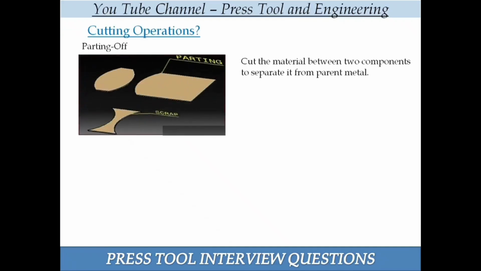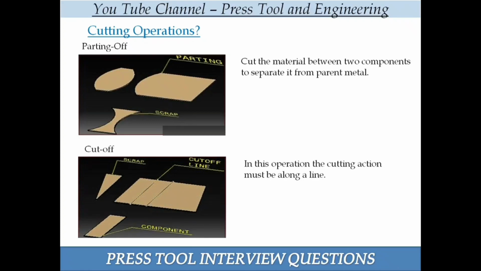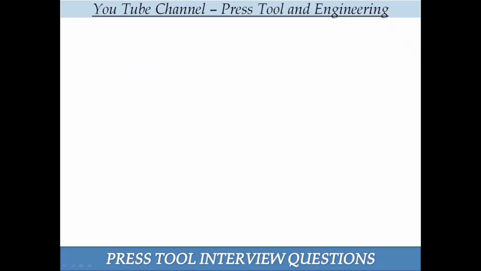Cutting operation. Parting: cut the material between two components to separate it from the parent metal. This is the parent metal, this is the part of scrap, and this is the part which we require. Cut off: in this operation, the cutting action must be along a line. In the figure shown, the metal is to be cut along the line, and this is the component which we want.